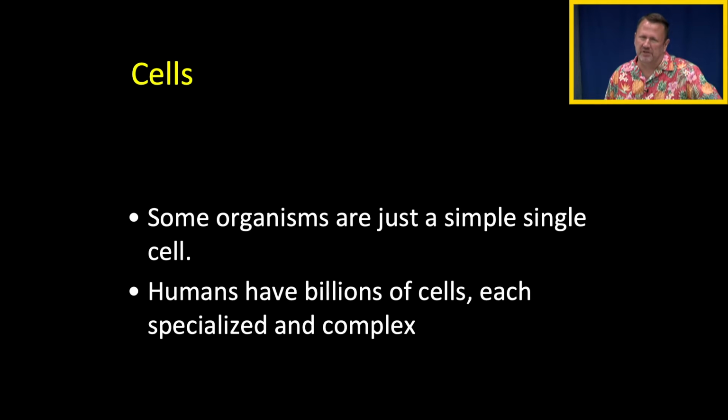Well, some organisms are just simple single cells, like prokaryotes. Bacteria, simple single cells. Humans have billions and billions of cells, each specialized and very complex. And the regulatory systems that regulate these cells are specialized and complex. And so if humans were just simple single cells, pharmacology and physiology would probably be a lot easier. But humans, just like you, have billions of complex cells, and that's why it's your fault this is so difficult. It's not my fault. I'm not making this stuff up.